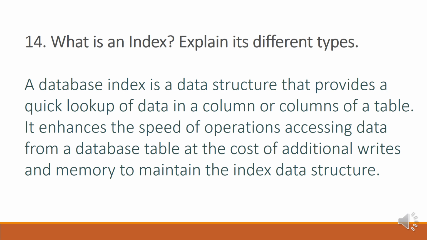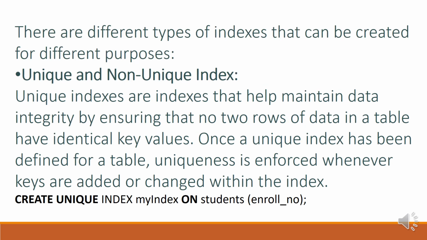Now, what is index and its different types? A database index is a data structure that provides quick lookup of data in a column or columns of a table. It enhances the speed of operations accessing data from a database table at the cost of additional writes and memory to maintain the index data structure. There are different types of indexes that can be created for different purposes.